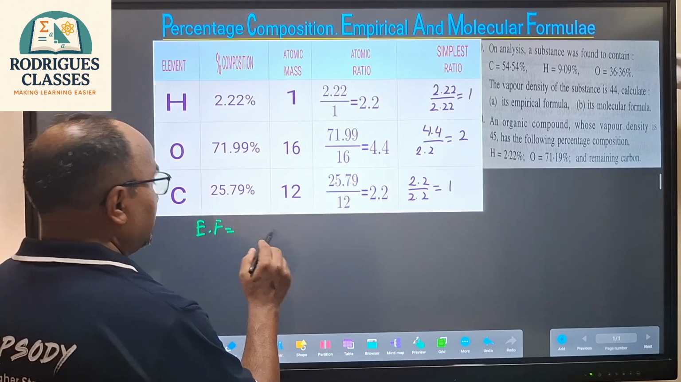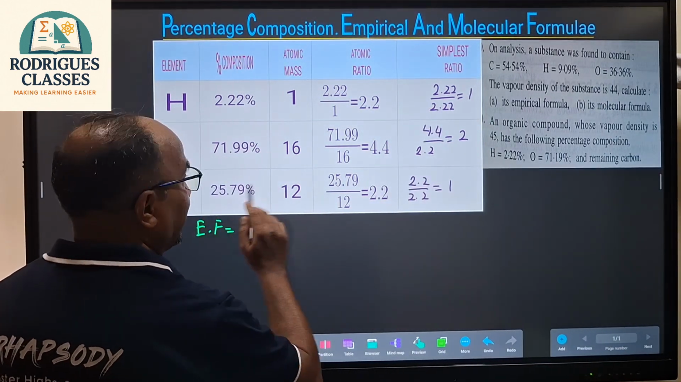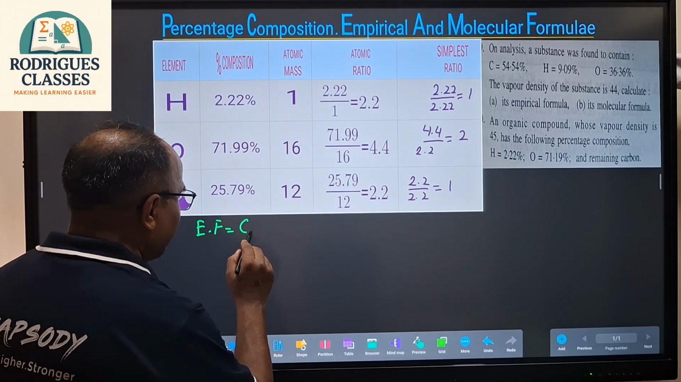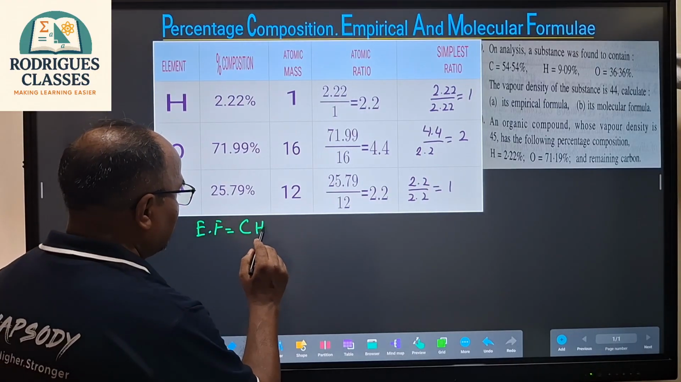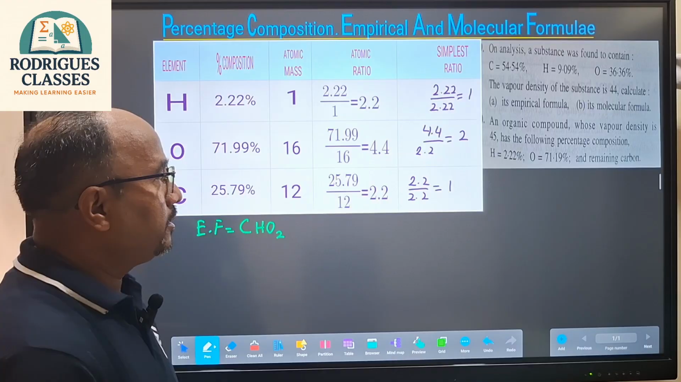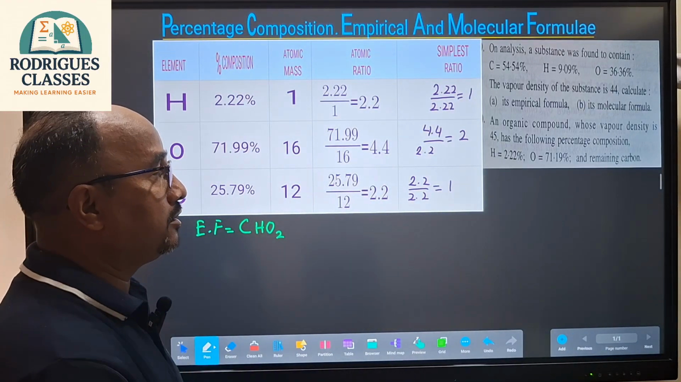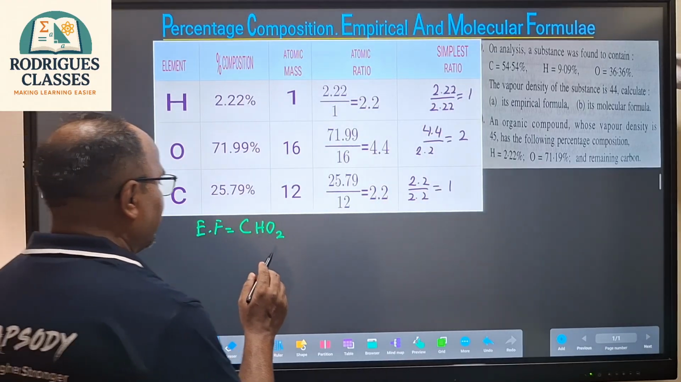Which will be H is 1, O is 2, and C is 1. So we will write it in the order in which we write compounds, especially organic compounds. So it comes as CHO2. Now we have to also find the molecular formula. Okay, so the molecular formula finding will go like this.